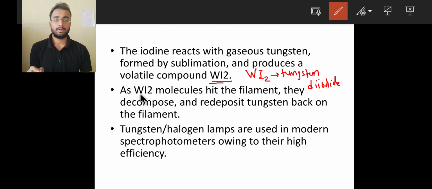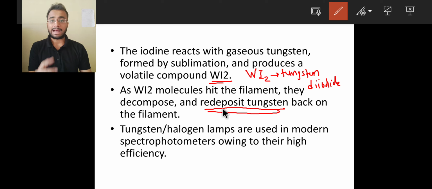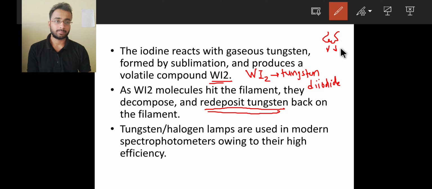As tungsten diiodide molecules hit the filament, they decompose and redeposit tungsten back on the filament. This will avoid the corrosion of this metal. See, when we heat our tungsten filament, it will emit electrons. But this tungsten iodide will redeposit the tungsten back on the filament, so that decomposition of the filament will be avoided at some level.